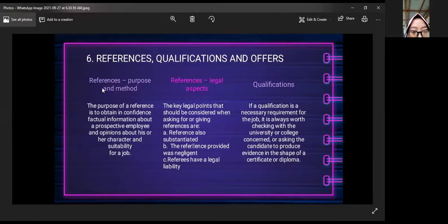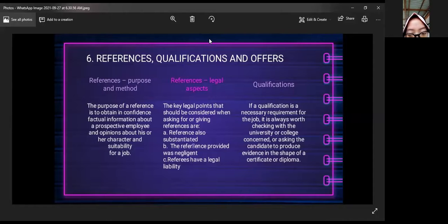And the sixth point is references, qualifications, and offers. The first is reference, purpose and method. The purpose of a reference is to obtain in confidence factual information about a prospective employee and opinion about his or her character and suitability for a job.